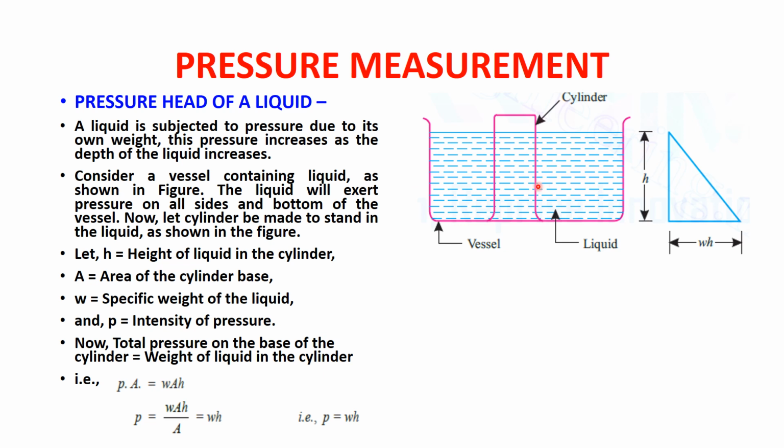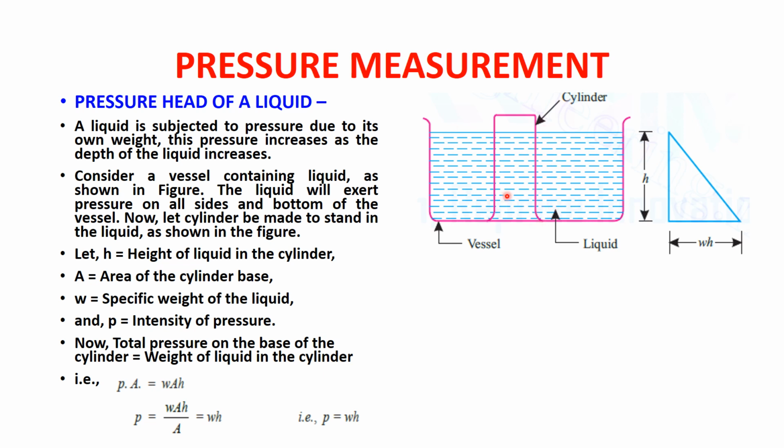Now let the cylinder be made to stand in the liquid as shown in the figure. We have just placed this cylinder inside the vessel. Let h be the height of the liquid in the cylinder. Capital A is the area of the cylinder base. W is the specific weight of the liquid, because other than water there will be many types of liquids or fluids used, so the specific weight is also important. And P will be the intensity of pressure.